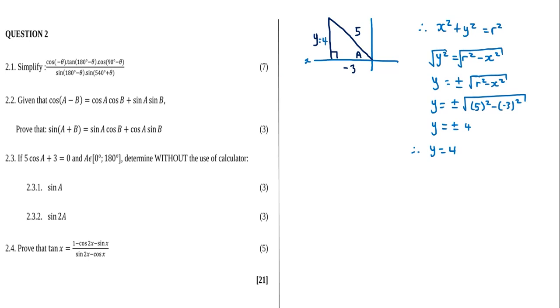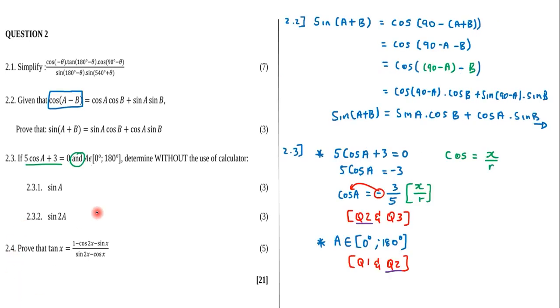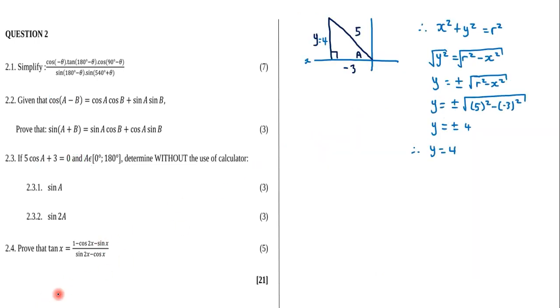Now, our question here, I forgot to write the numbering here, 2.3.1, it wanted us to solve for sine A. So this therefore means that the value for sine A is the opposite, which is 4, or y, over the hypotenuse, which is r. Now the value there is 4 over 5, and that is the value for sine A. Now the second question, 2.3.2, it wants us to solve sine 2A.